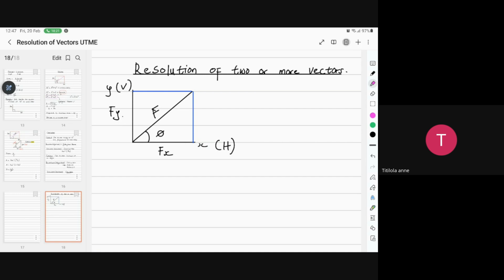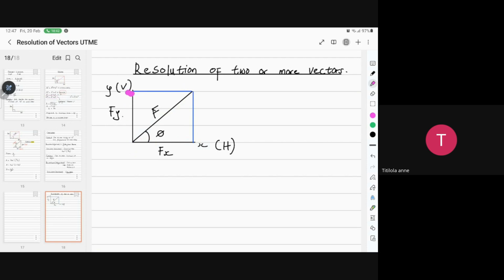Remember, what are we doing? We are trying to learn how to resolve vectors in the horizontal and the vertical direction, right? For one or two or more vectors. Now, we could form a right angle triangle if you observe properly. Now, look at that right angle triangle. I can bring out a right angle triangle from here.